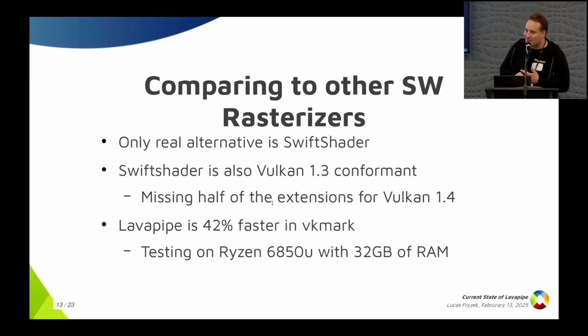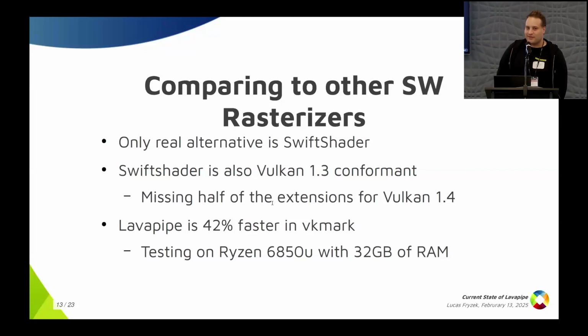Lavapipe is not the only Vulkan software renderer available. You might have heard of SwiftShader. That is another software rasterizer for Vulkan that you can use, though you might not want to. This is my pitch to tell you that you probably want to use Lavapipe instead.